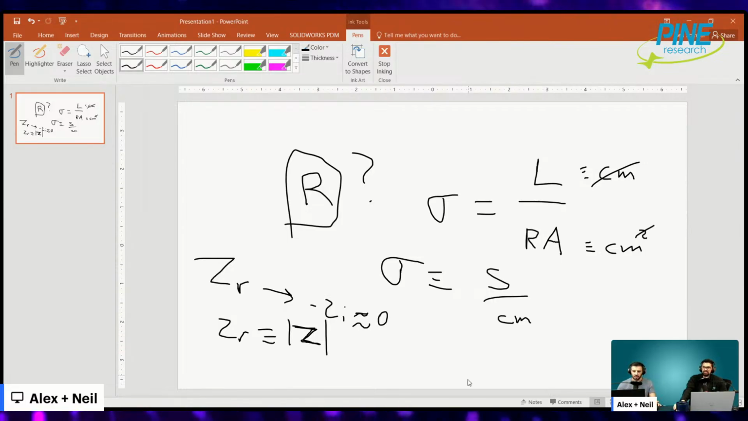I was going to say there's no imaginary conductance, so to speak. But that is the formula that's used for conductivity.